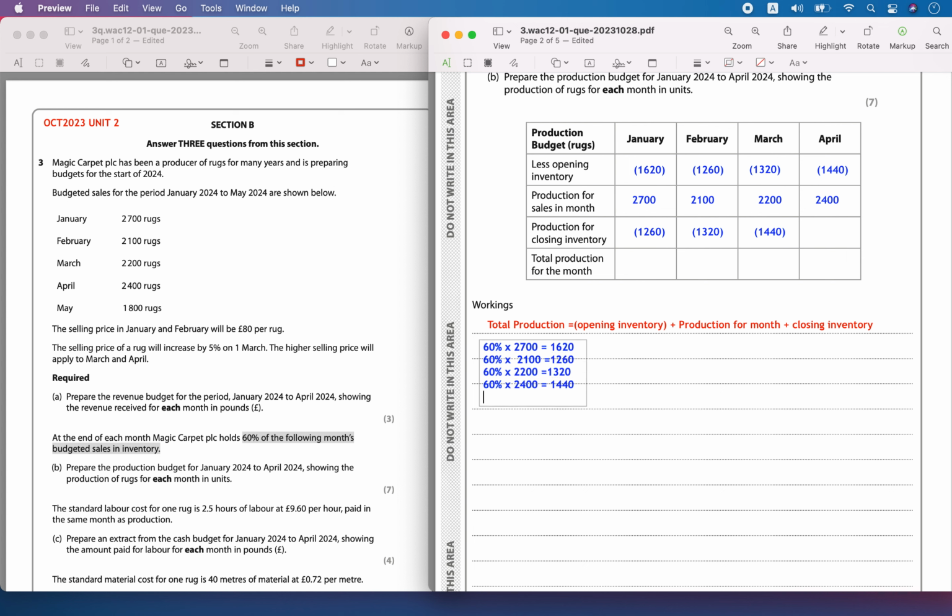So for April alone, it will be 60% of the following month, 60% of 1800, that is going to be equal to 1080. But all these are positive. Closing inventory is positive, so let's put them as positive values.